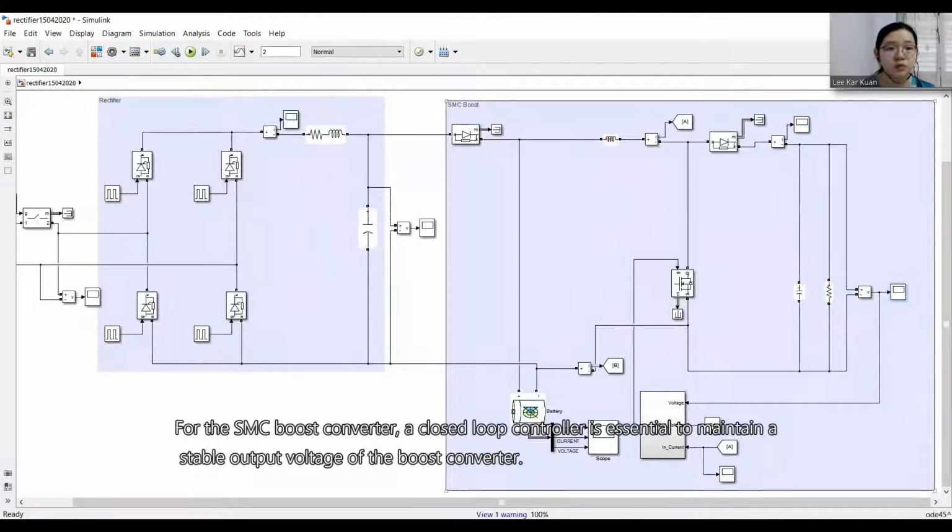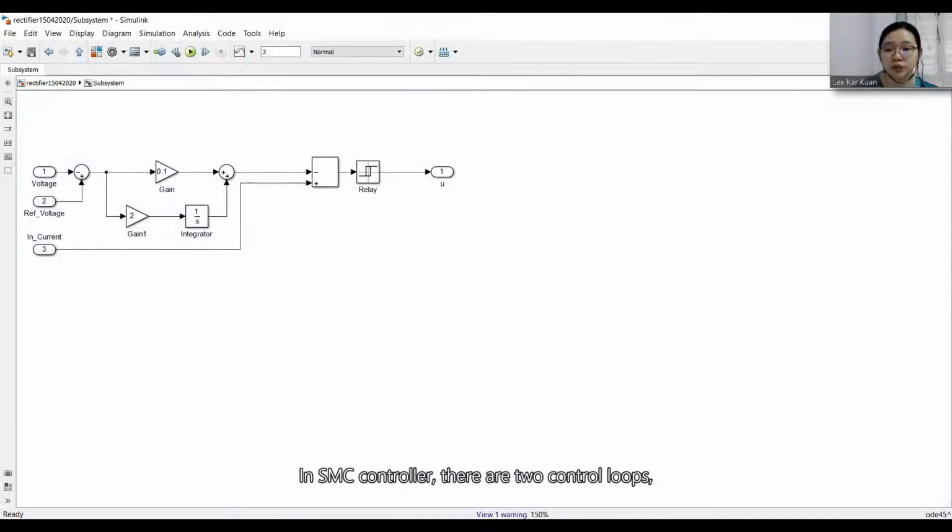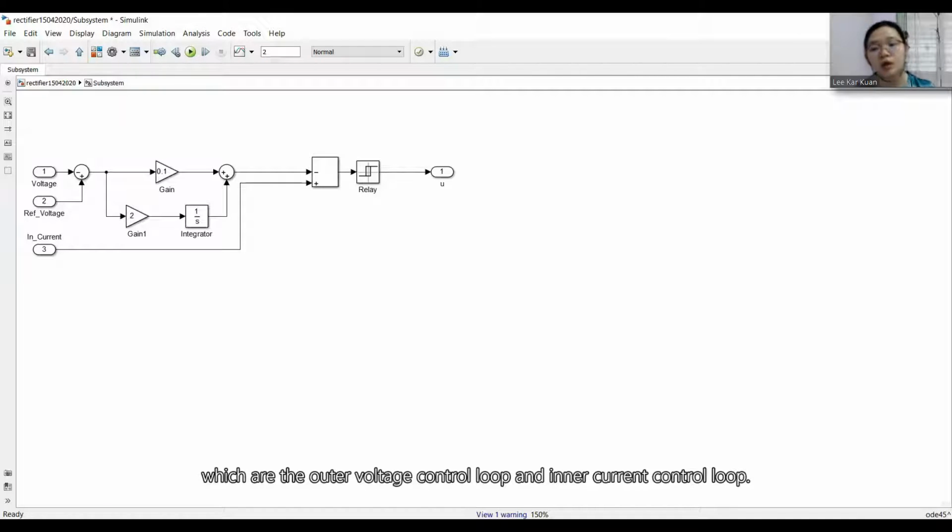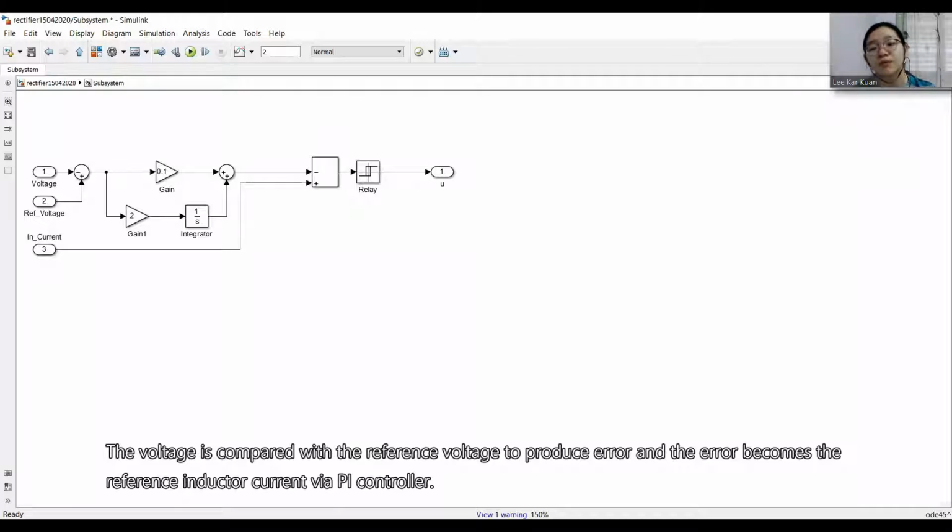For the sliding mode control boost converter, a closed-loop controller is essential to maintain a stable output voltage of the boost converter. In the controller, there are two control loops, which are the outer voltage control loop and the inner current control loop. The voltage is compared with the reference voltage to produce an error, and the error will become the reference inductor current while using a PI controller.